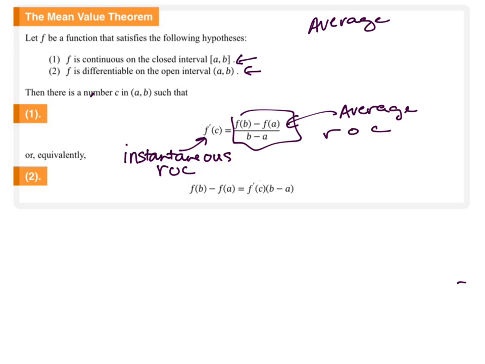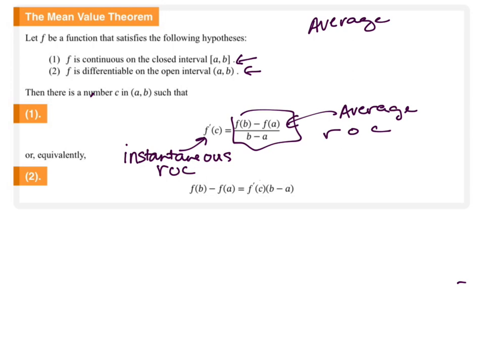There are some pictures in your textbook. A lot of times people think that that happens to be at the midpoint. That's a common misconception. That's not true. It doesn't have to be in the middle of that function. Okay?